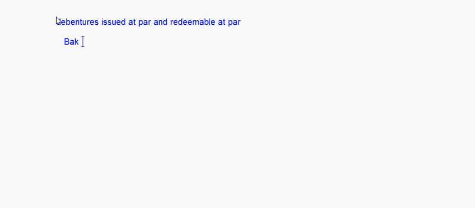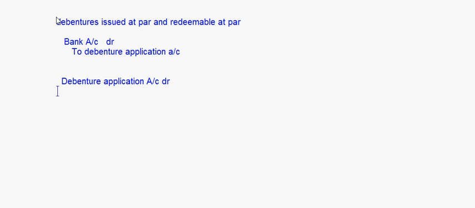This case of redeemable at par is the same as what we have been doing till now in the normal issue journal entries. So first thing is bank account debit to debenture application account with the amount of money that you get. Then we do debenture application account to share capital. That is the entry. That's it. Debentures, sorry, 9% debentures, let's say. Okay.